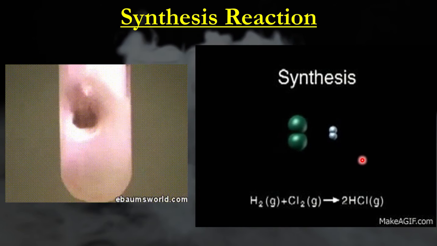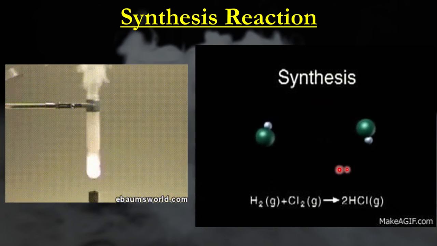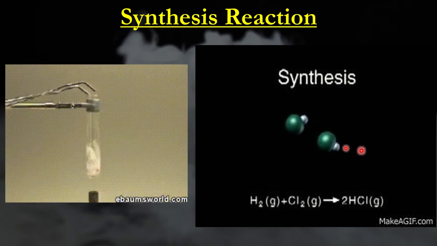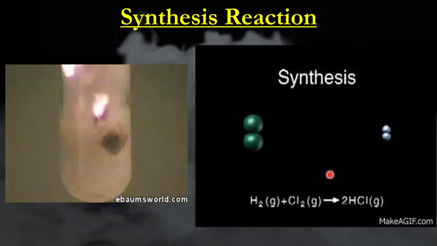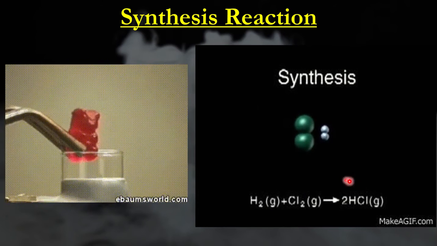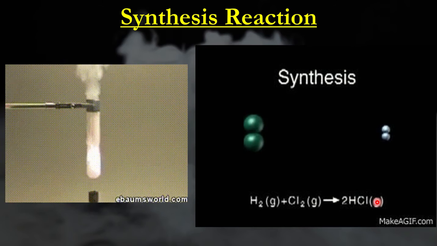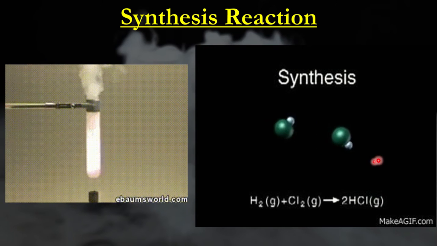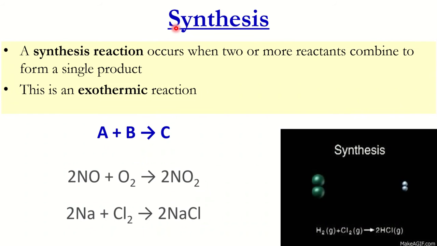If you can have a look at this animation here, you can see a synthesis reaction is when two or more types of molecules or chemicals combine together to form one larger one. Effectively, another way of calling this is a combination reaction. And a synthesis reaction occurs when two or more reactants combine to form one single product.